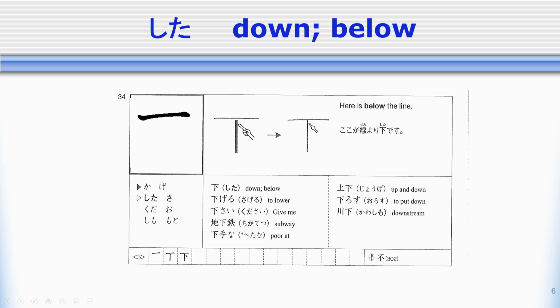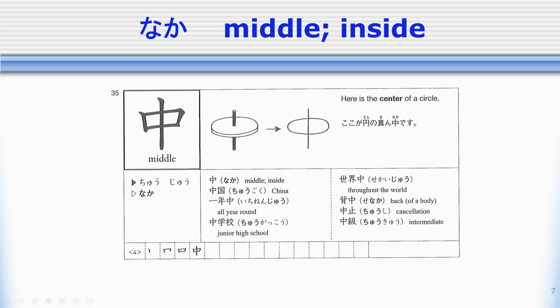Our next kanji is naka, which means the middle or the inside. So we will start by drawing this box and then a line that goes straight through the middle. 1, 2, 3, and then right through the middle, 4. 1, 2, 3, 4. Naka.